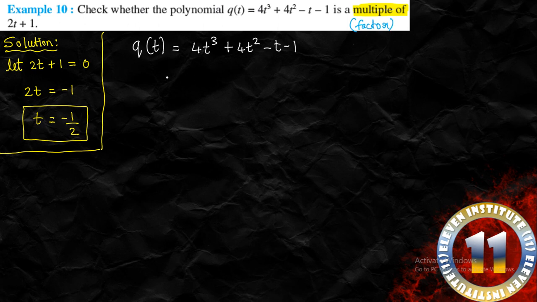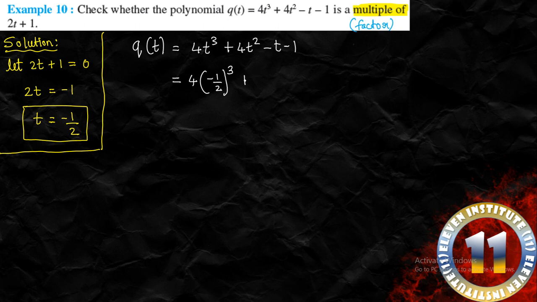Right, now instead of t, we will write minus 1 upon 2. This is very important, right? Just check out over here. So this 4 will be kept as it is. Instead of t, we will write minus 1 upon 2, and we have whole cube over here.